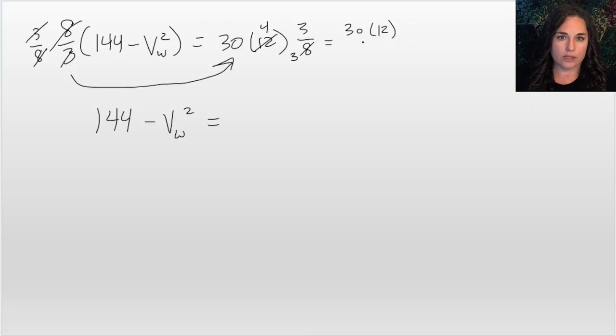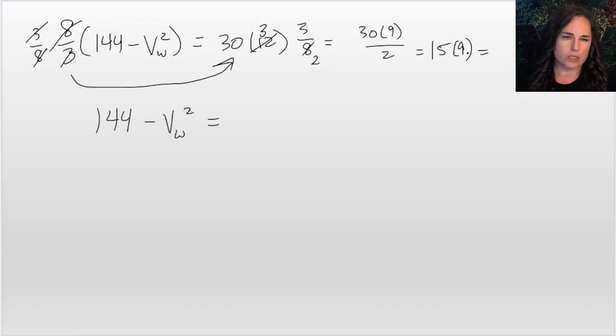That's weird. Did I get that right? Oh, I know why, because I need to do this. 12, if I divide by 4, 3 halves, right? Okay, 30 times 9 over 2, which is 15 times 9, which is what, 135? I think that's 135. Yeah, I can check my answers. 135, yep. So 144 minus VW squared equals 135.